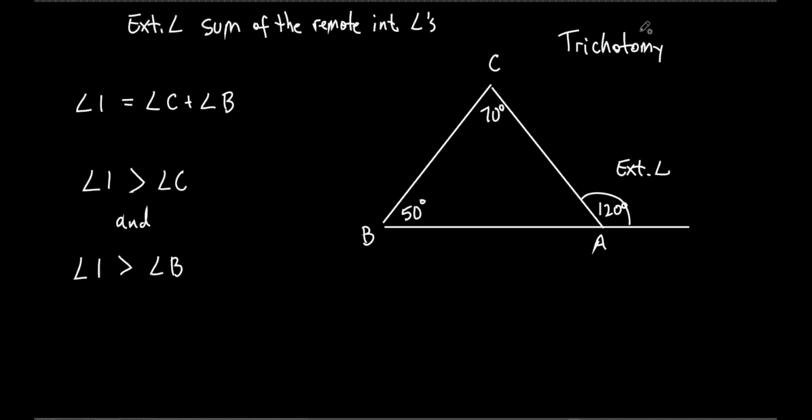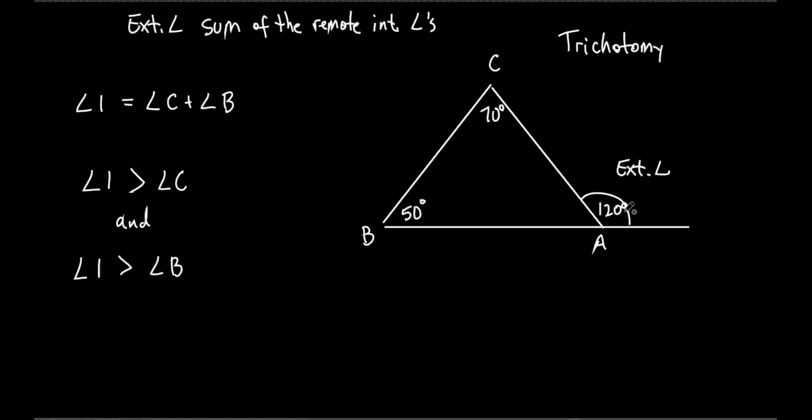Trichotomy. Trichotomy means you got three choices. That's basically what it means. Either your first number is equal to the second number, your first number is bigger than, or your first number is less than.